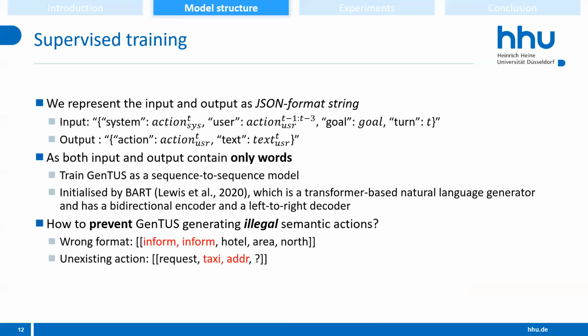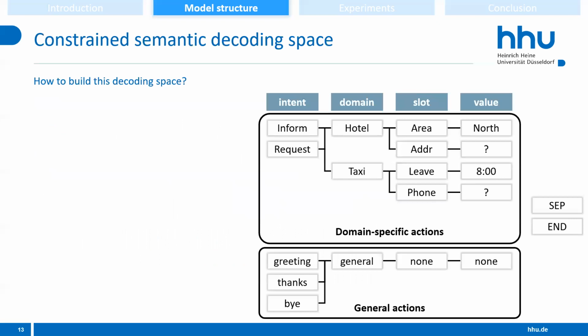But we all know that language generator models are sometimes not so reliable, such as suffering from hallucinated responses. So how do we prevent GenTUS from generating illegal semantic actions? For example, in the wrong format, there should be only one intent instead of two, or nonexistent actions, like there is no address for a taxi. To deal with this problem, we add a constrained semantic decoding space.